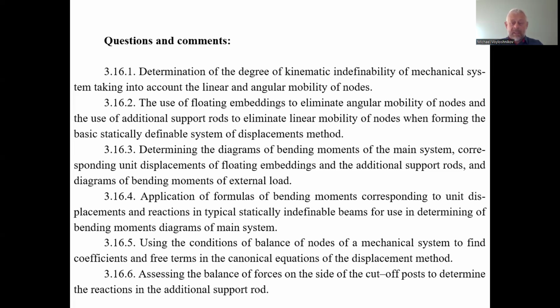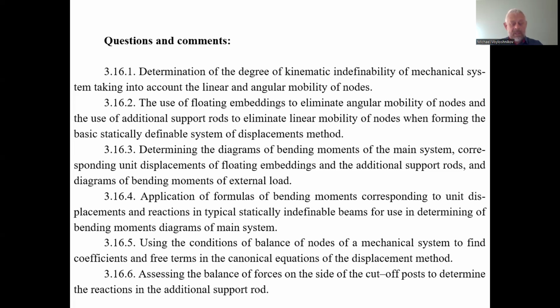And we can find the forces, the efforts, forces and moments arising in each of the nodes, and consequently considering the unit displacements, for example, in all other connections, if you consider the availability of the unit rotation in the floating embeddings or unit translational displacement in the extra connections as the supporting rods. So to find the coefficients, we have to consider the balance of the nodes.